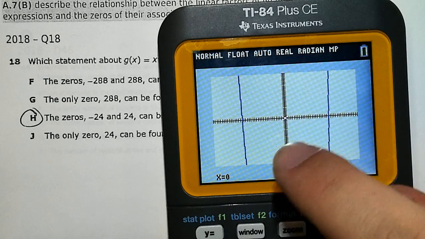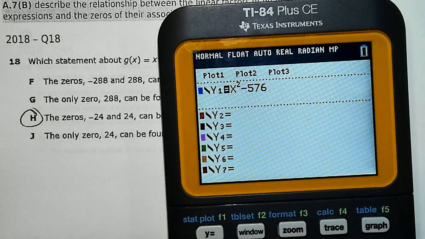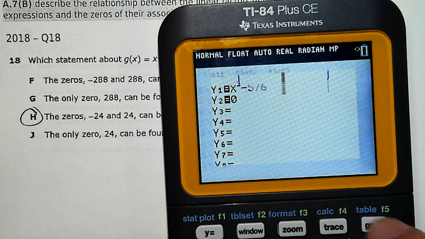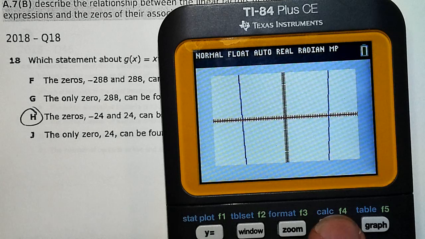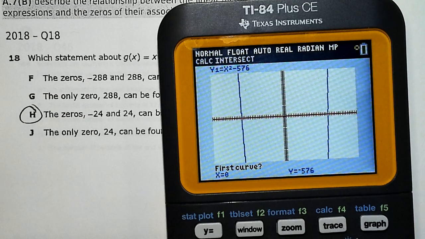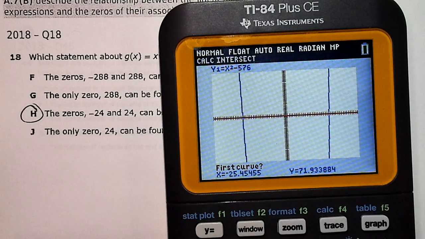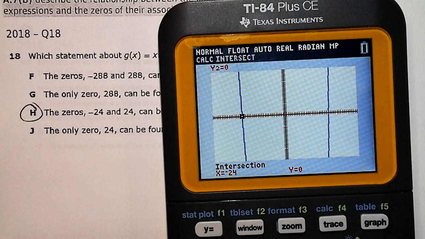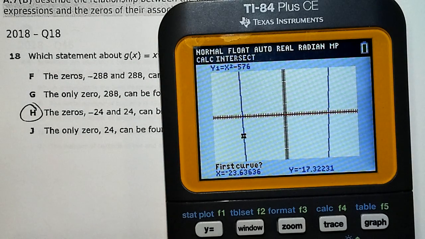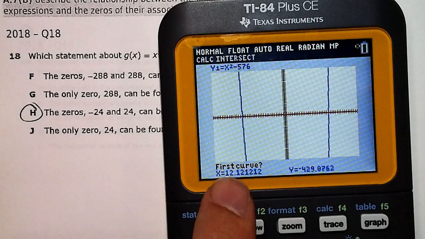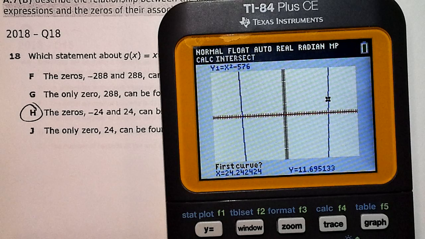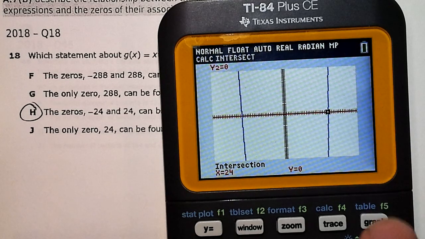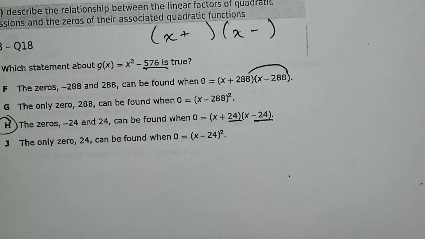So, what we need to do is see where they intersect with 0. You guys remember doing this? Where you graph your second line as 0, and then you go into second trace, go to intersect. First curve, you keep on moving to the left until you see that floating x. That's at -24. Second trace, intersect, go to the other side. And you can follow where your x is by seeing that number. And, oh, there it is. 24 and -24. Those are the zeros. That is H.